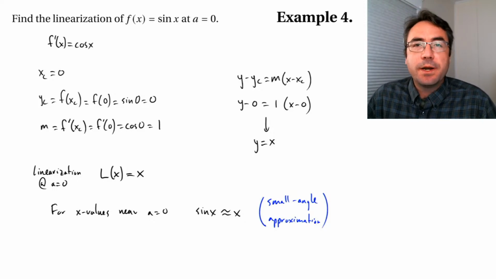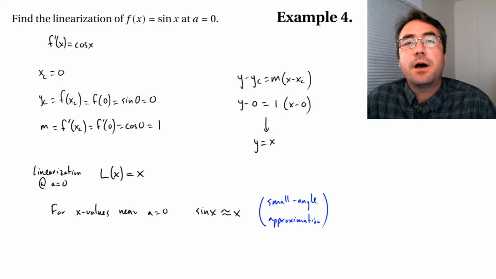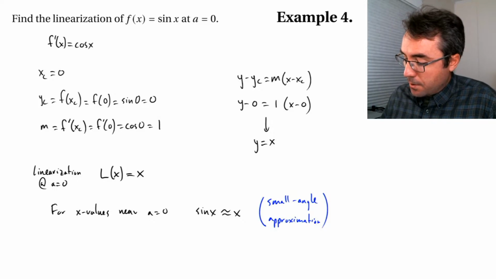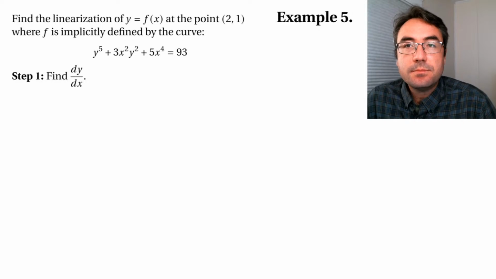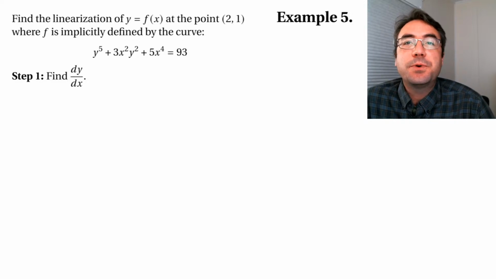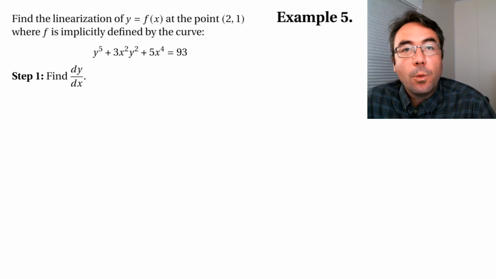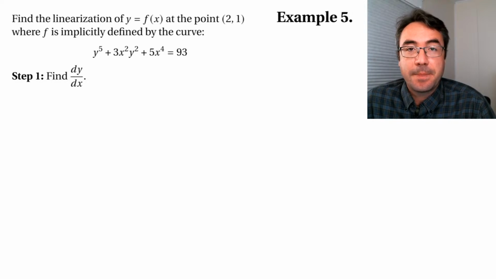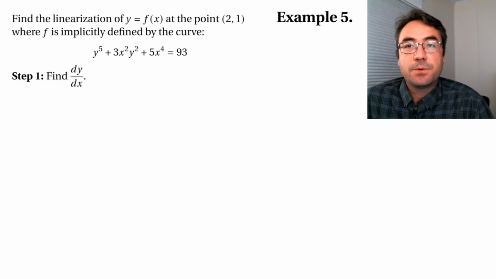All right, so that's just one example. Linearizations are often used to simplify mathematical models. Let's look at one more example. In this one, we're going to find the linearization of the function y equals f of x at the point (2, 1), where function f is implicitly defined by the curve y to the power 5 plus 3x squared times y squared plus 5x to the power 4 equal to 93.